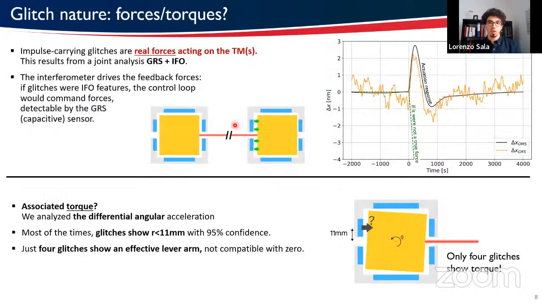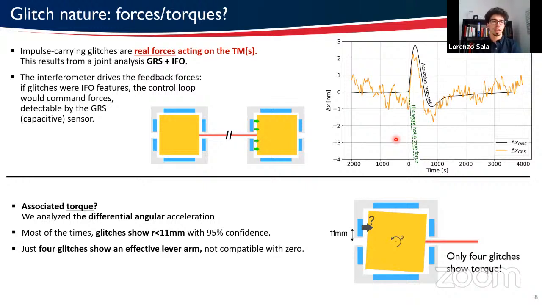Here we tried to answer a question about the nature of the glitches. So the question was, are these glitches real forces, or are they just features in the interferometer readout? Well, we had the interferometer measuring the distance of the test masses, but we also had the capacitive sensors. So we could use both. For example, here the black line is the response to a glitch as measured by the interferometer. The orange line is the same measurement by the capacitive sensors. And the green line is what we would measure if the glitches were not actually true forces, but just features in the interferometer.